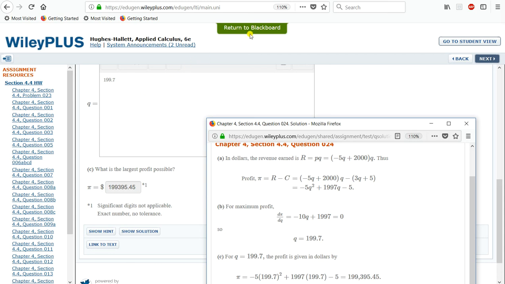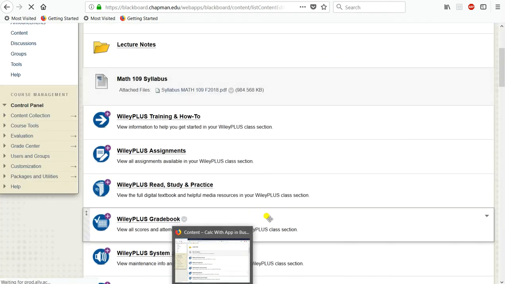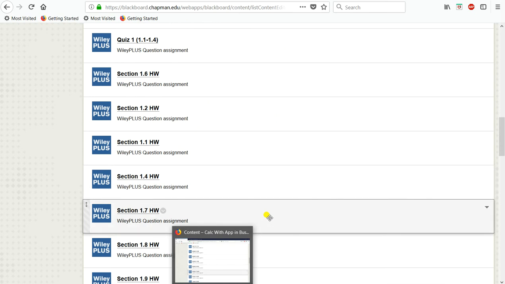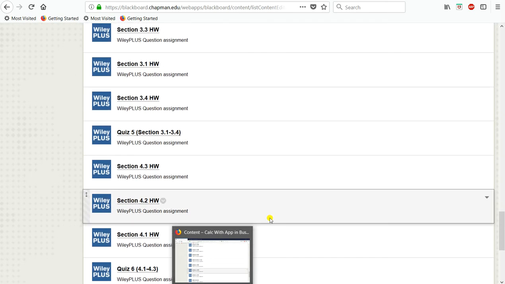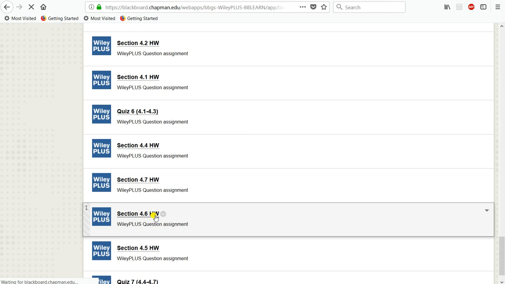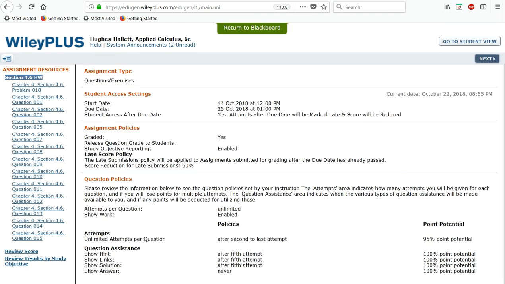Okay, let's do the next problem from section 4.6. So 4.6, let's go over question 12 and 15. So I got asked about 2 questions from this section, 4.6. So question 12, 4.6.